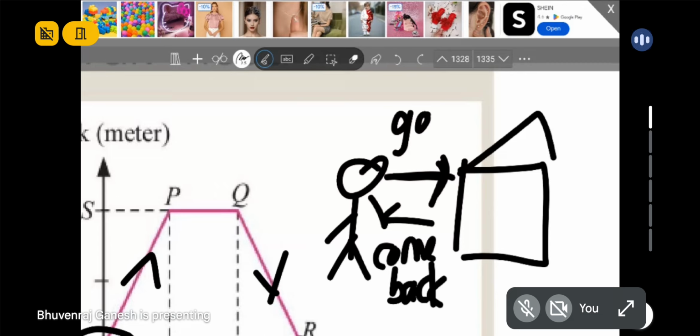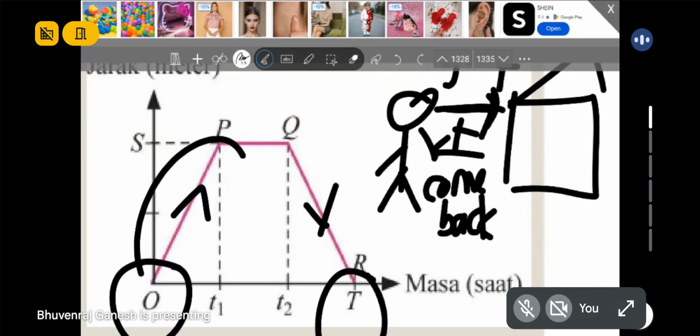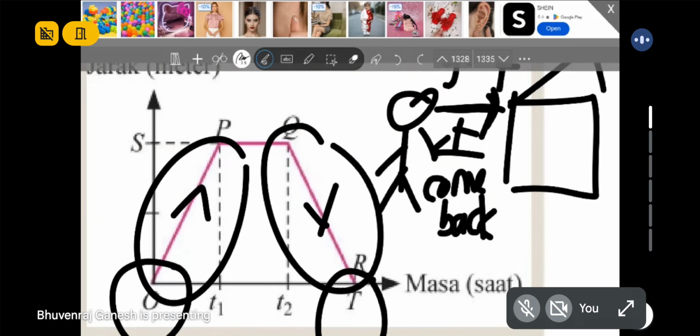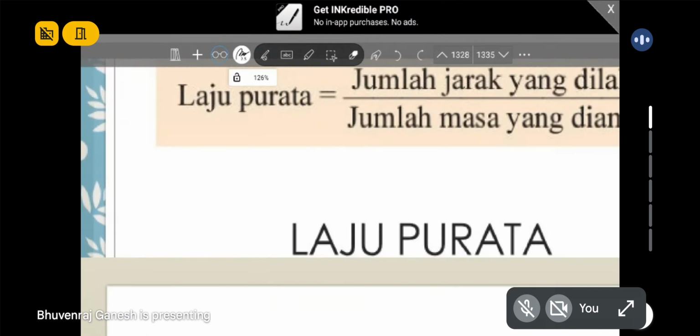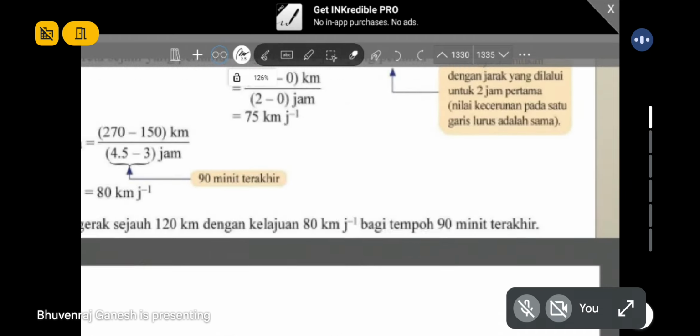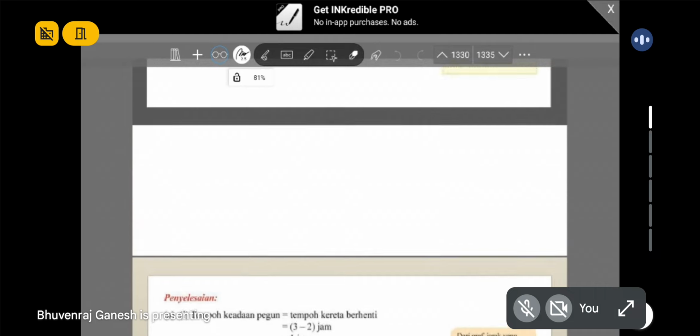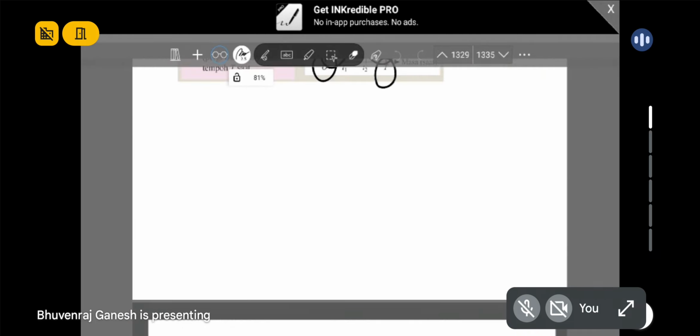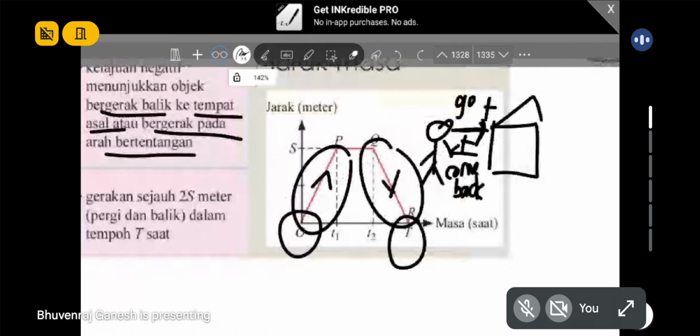Speed here is positive, and over here also positive. Both speeds are positive, but your direction is different. Since the direction is different, logically your graph should also be different. One graph goes up, the other goes down, because you go and come back. That is the concept. Can you understand the concept here? Clear?